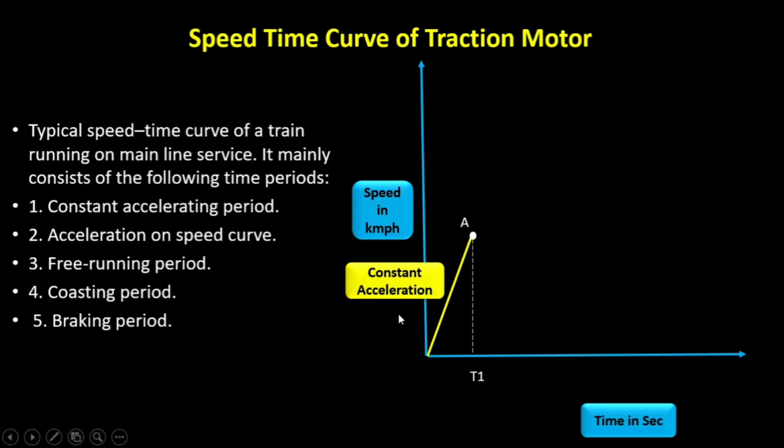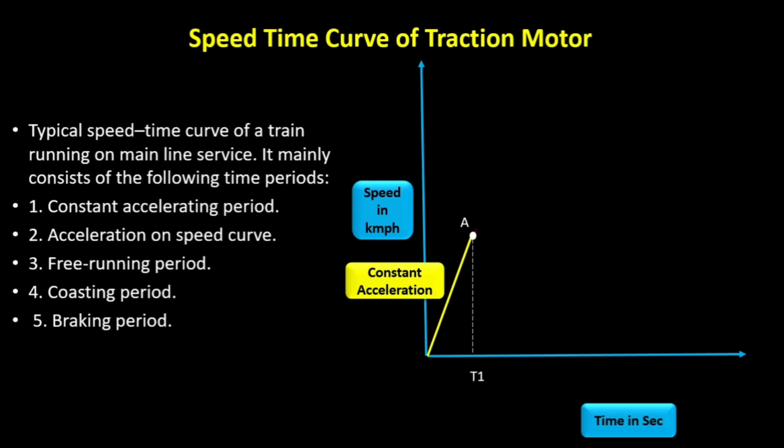During this period, what happens? The current is kept constant and the voltage is increased slowly by removing the resistances. So it is also known as the notching up period. Because the current is constant and the voltage is increasing little by little, we get the constant acceleration period. Acceleration is maintained until it reaches point A.